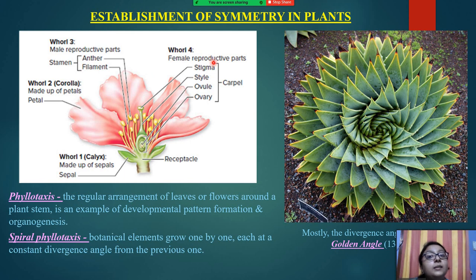The third one is the male reproductive unit made up of stamens, which consists of anther and filament. And the fourth one is the female reproductive unit, which is known as carpel, and it consists of stigma, style, and ovary, and ovules within the ovary. And all these whorls are arranged in a base or thalamus called as receptacle.